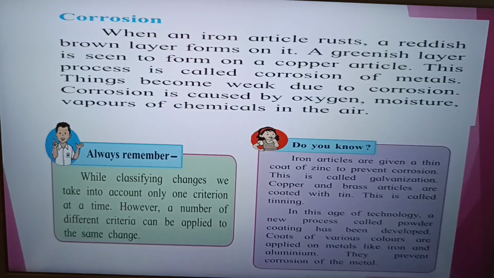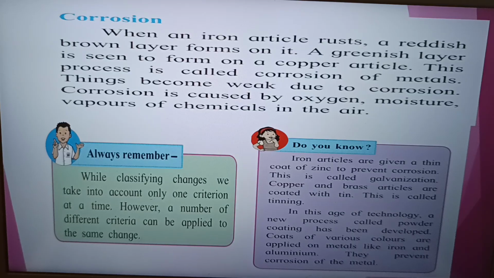Now let's learn what corrosion is. Corrosion is when an iron article rusts. A reddish brown layer forms on it. A greenish layer is seen to form on a copper article, and this process is called corrosion of metals. These things become weak due to corrosion. When the iron or copper is overtaken by rust, it becomes weak, and the process of rusting is called corrosion.